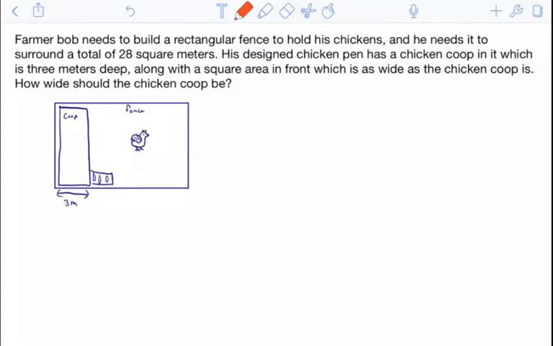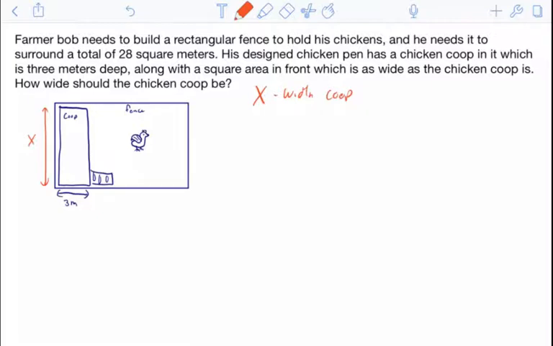So what are we given? In this circumstance, you're given a diagram, and that's actually pretty helpful to parse things. We can start analyzing this question by drawing on the diagram. How wide should the chicken coop be? That's the question we're trying to answer. Let's assign it a variable. So I guess that's this dimension.